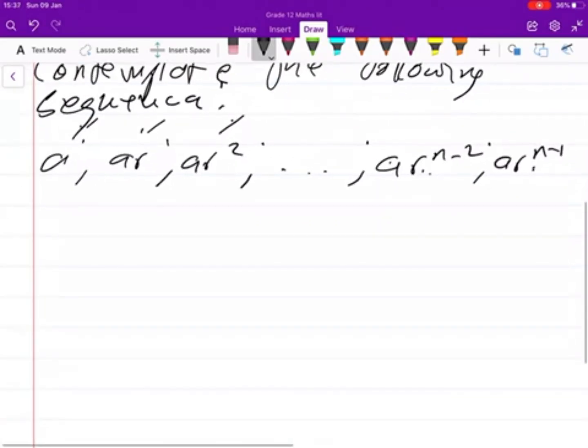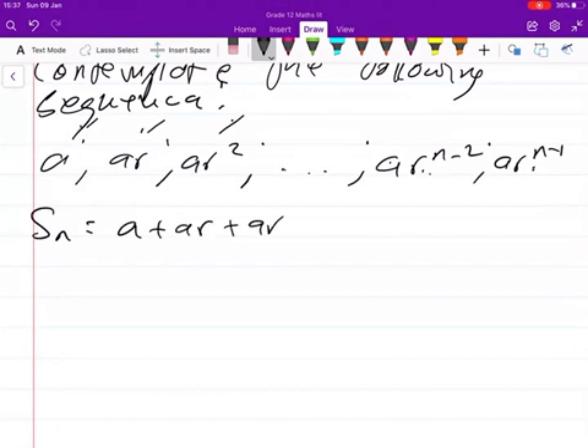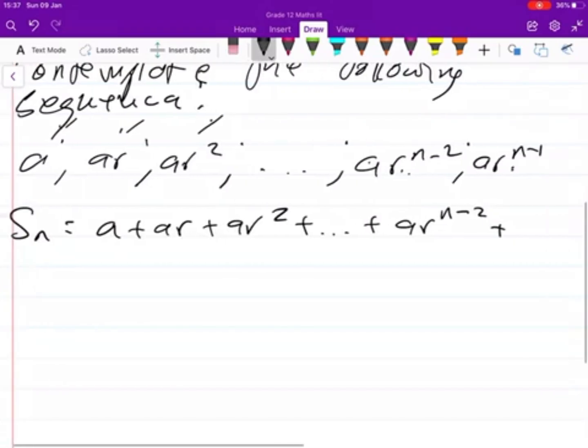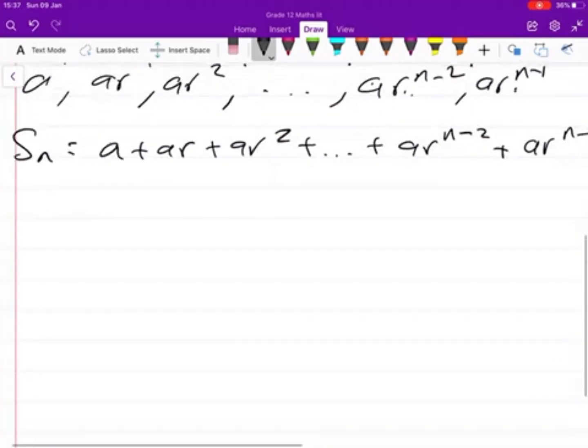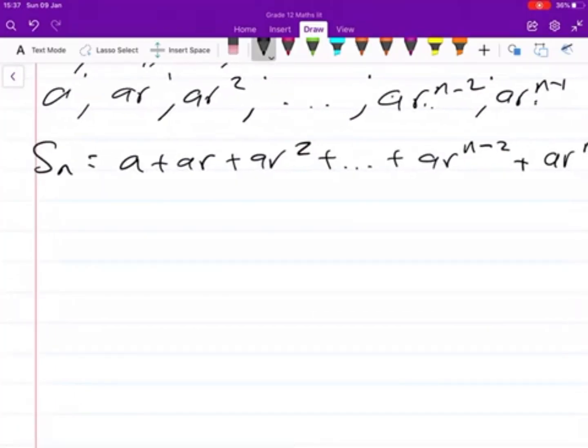Okay, so Sn can be written in this format: A plus AR plus AR squared plus ... plus AR^(n-2) plus AR^(n-1). Now the thing that we are going to do to this is that we are going to multiply Sn by R.